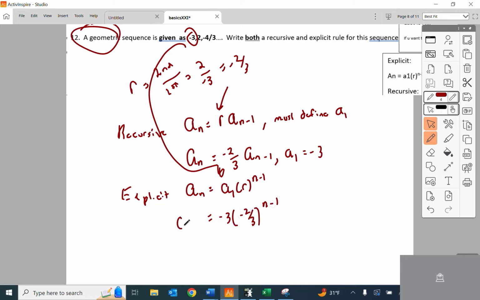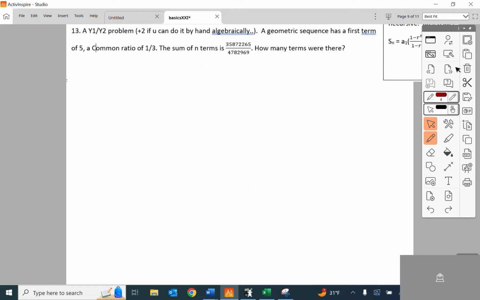Moving forward. This is a y1, y2 problem, plus 2 if you can do it by hand algebraically. A geometric sequence has a first term of 5, a common ratio of a third. The sum of n terms is that funky looking number. How many terms were there? So let's do the setup here, and the formula is given to you. It's over there on the right. The sum of n things, and I'm just going to plug into it in just a minute, is the first term times 1 minus the ratio to the nth power over 1 minus the ratio.